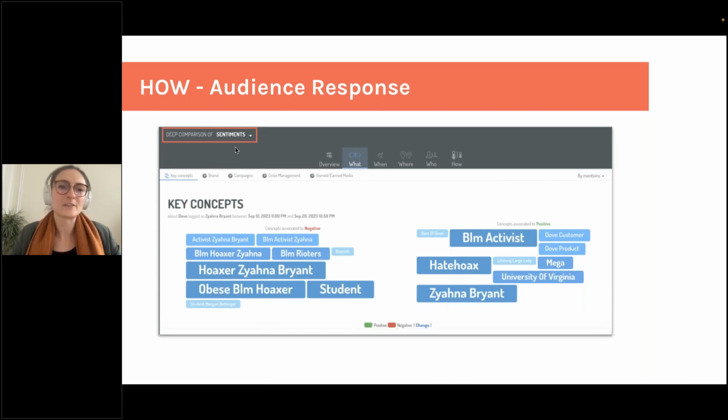Also, another insight coming from compare here, if you perform a deep comparison of sentiments and have a look at what, it can help you see both sides of the argument, and many topics today are very polarizing. So here we can see the key concepts negative towards DAF's decision, and here we can also see those that maybe decide to speak up in defense of DAF.